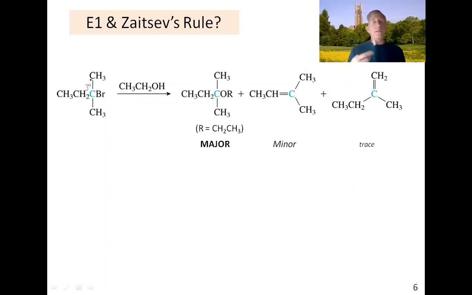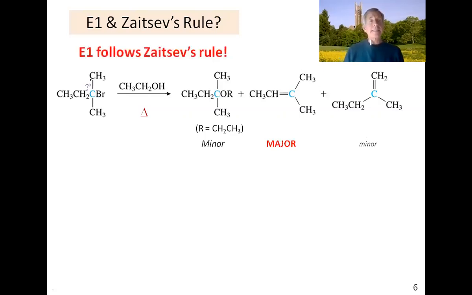So the leaving group can fall off, but notice in this problem, there's no delta symbol. There's no little triangle. So this must be room temperature, which is why the major product is the ether. And the minor products are these alkenes over here. But notice as soon as I start adding heat to this reaction, this is going to switch. And yes, E1 follows Zaitsev's rule.